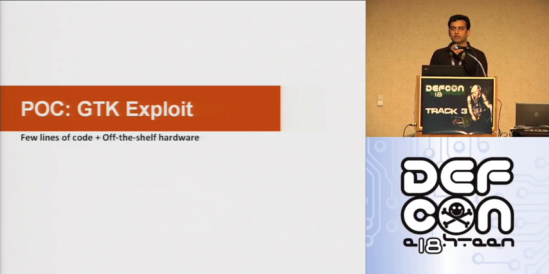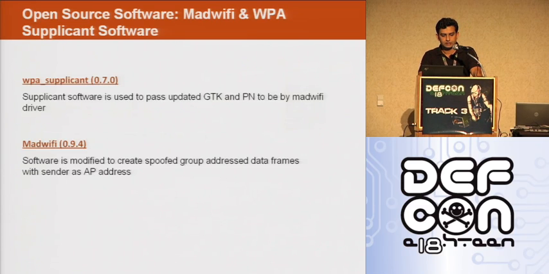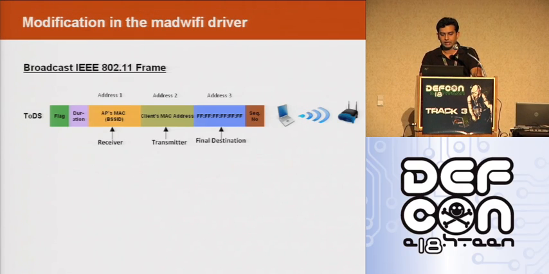Now I will talk about the POC code that was written to exploit GTK. I have used two open source software. One is the WPA supplicant software, and there was no modification done, so it was used as it is. And then I have used the open source driver, madwifi. The main modification was done in the driver part of madwifi. So before we actually see what kind of modification was done, let me quickly present the 802.11 frame here.